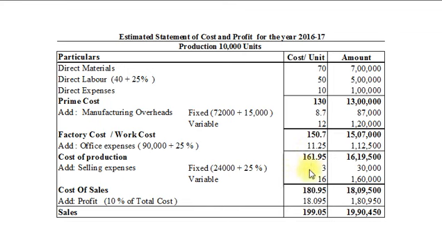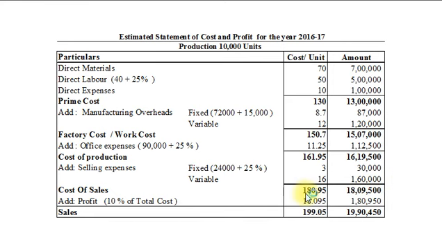So we get cost of production rupees 161.95 and amount 16,19,500. In cost of production we will add selling expenses, fixed and variable. Last year fixed rupees 24,000 plus increased by 25%. So total amount 30,000 and per unit rupees 3. Variable overhead, there is no information of change. So per unit it remains constant at rupees 16 and total amount rupees 1,60,000.